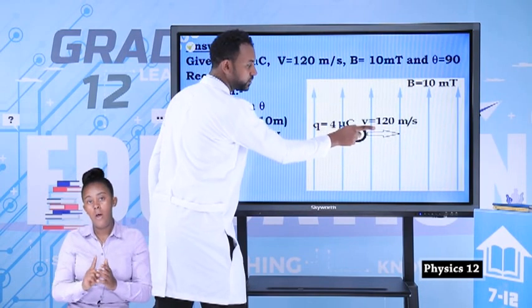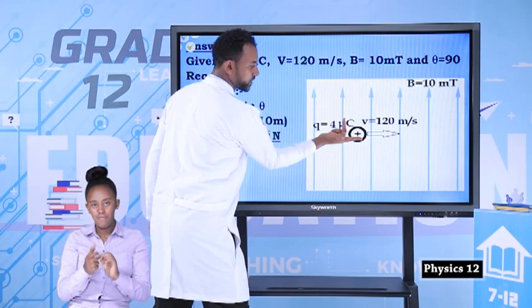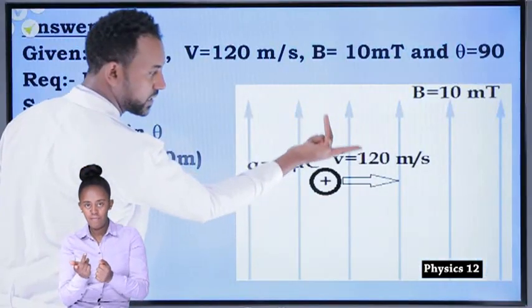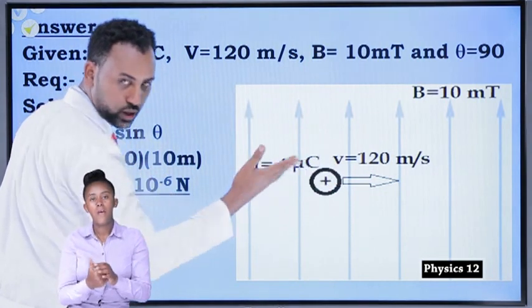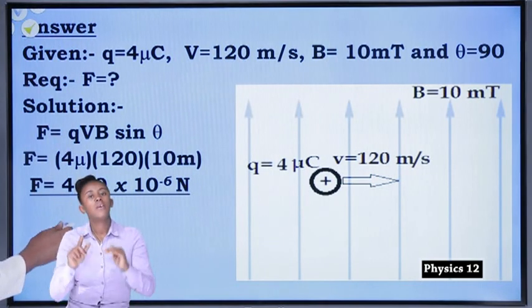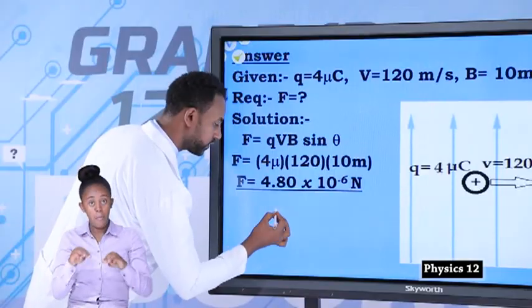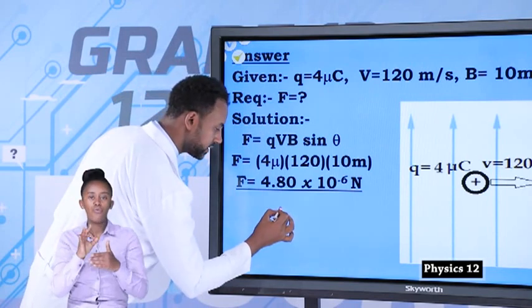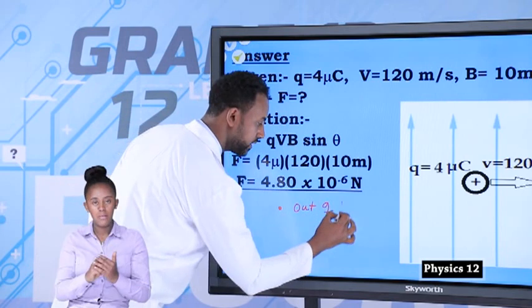So what must you do? You have to rotate your fingers like this. The velocity is along the x-axis, the magnetic field is upward, and the magnetic force is out of the page, towards you. So the direction of the magnetic force is out of the page, and out of the page can be represented using a dot.